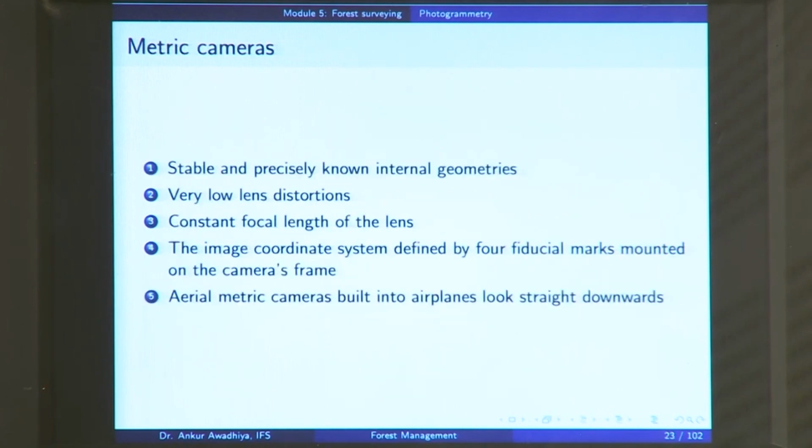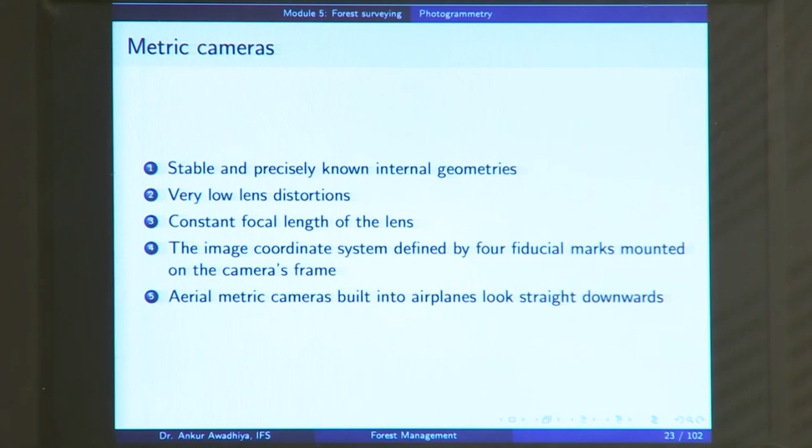Now, we also make use of metric cameras. Metric cameras are those cameras that are designed to take measurements. So, you know each and every thing about these cameras, and these are very standardized cameras. These are stable with precisely known internal geometries. There is very low lens distortion and a constant focal length of the lens.